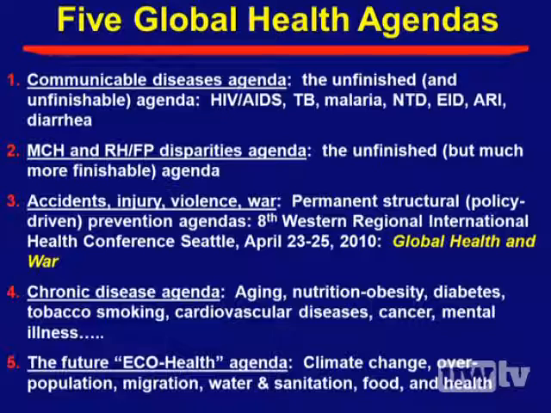Fourth is the chronic disease agenda, which focuses on aging, nutrition, obesity, diabetes, tobacco smoking, cardiovascular disease, cancer, mental illness. And finally, the future, although not so distant future, eco-health agenda, which includes climate change, overpopulation, migration as population grows, depleted water, poor sanitation, food, and related problems in health.